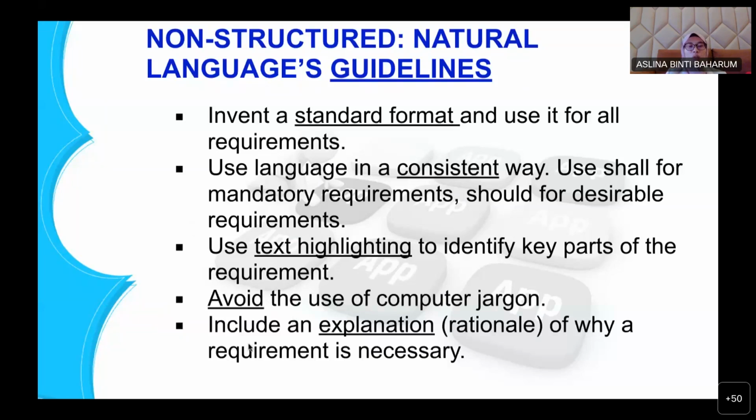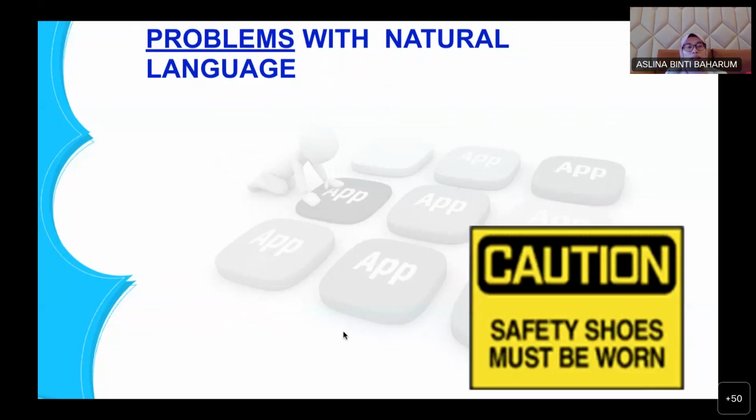Include explanations. Of course, each feature must come together with explanations. Can it search, how far can it be searched, what is the behavior of the search engine that you provided, and also why it's necessary.